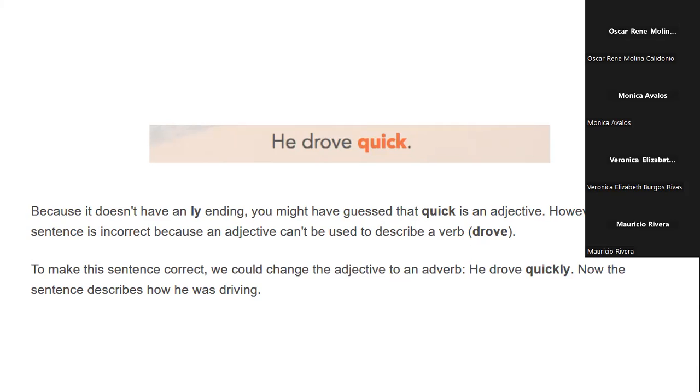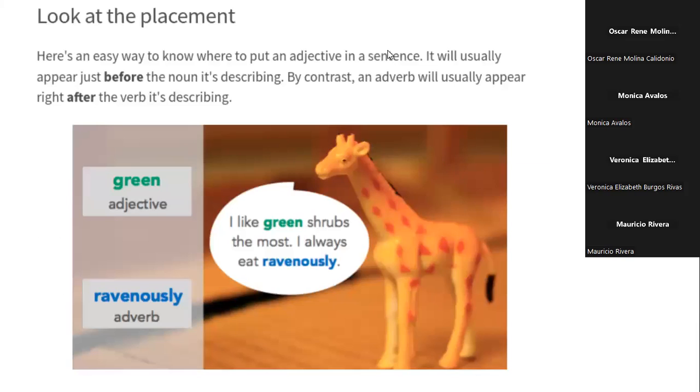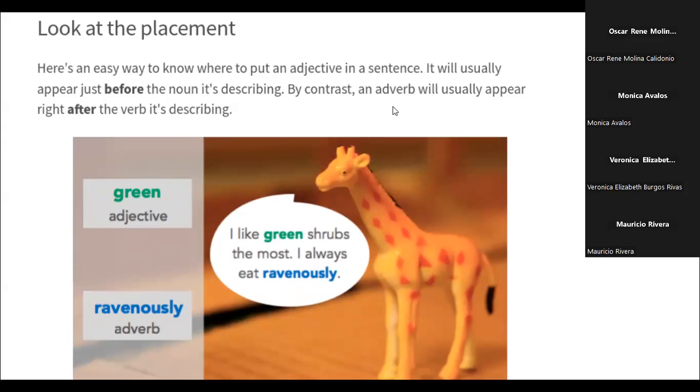So if you see, it's very important to understand the difference between adjective and adverb, because depending on what you are describing, you are going to use either one or the other. Do you have any questions here in this slide? No, for me, teacher, it's clear. Good, perfect. Okay, and it says, look at the placement. This is another thing that is very important.